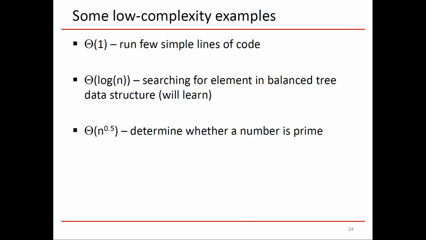Another example is theta of square root of n. If we have a very large number and we want to identify whether it's prime or not, an example of when this is useful would be when we are looking at cryptography, and we want to see whether a number is a prime, because if it is a prime, that may be helpful, or maybe not. Bottom line, we need to evaluate all the numbers 1, 2, 3, 4 up to square root of n, and if we have ruled out that none of them divide n evenly, then we know that it's a prime. So these are low complexity algorithms.